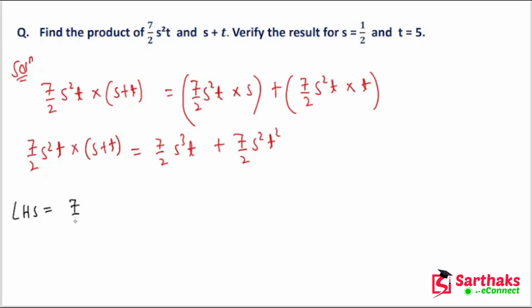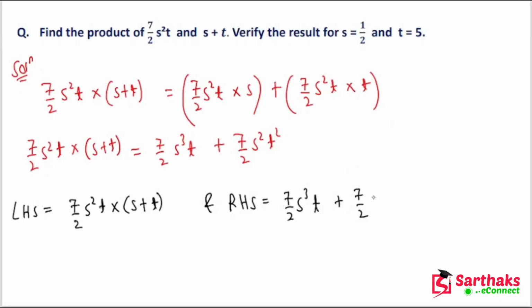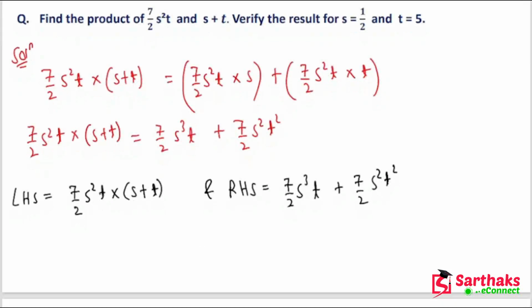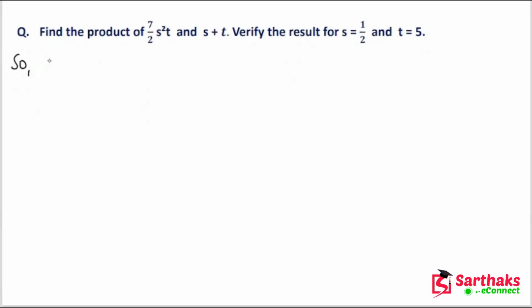Now LHS equals 7 upon 2 s square t into s plus t. Okay, and what is the RHS over here? RHS equals 7 upon 2 s cube t plus 7 upon 2 s square t square, right? So let us verify them for s equals half and t equals 5. Let us see what LHS is.